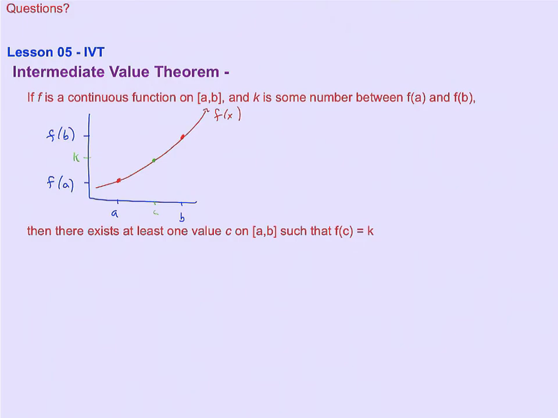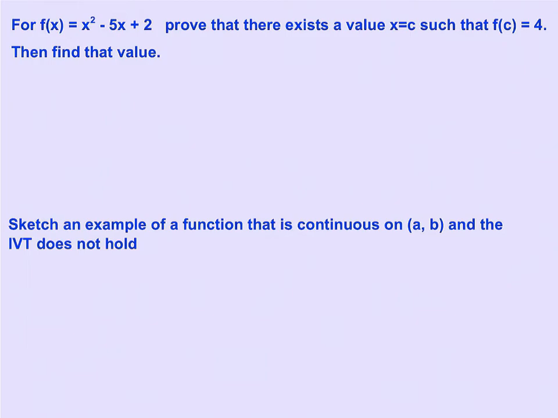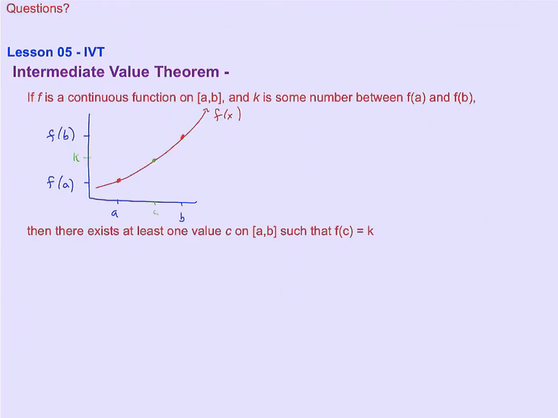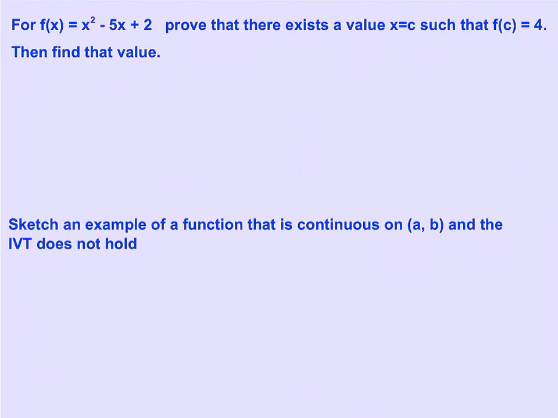You can use this a little bit. So some examples of how you use this. For f of x is x squared minus 5x plus 2, prove that there exists a value, some x value, x equals c, such that f of c equals 4. In order to do that, all you need to do is set up that first part of the theorem. We call that the hypothesis of the theorem. We need to find an a and a b such that f of a and f of b has the k that we're looking for. In our case, that would be 4. That's the y value in between f of a and f of b.